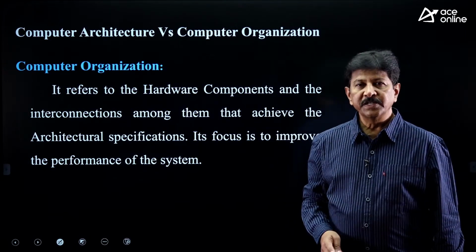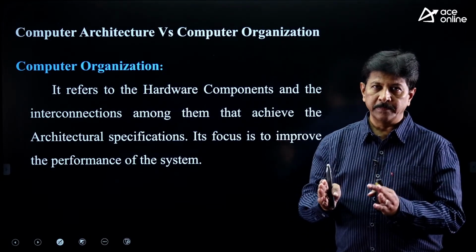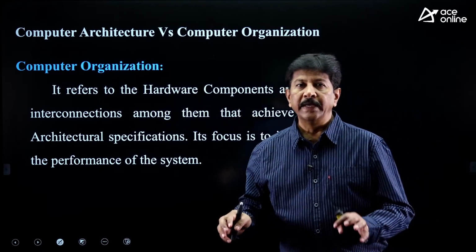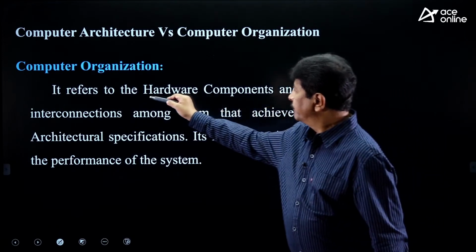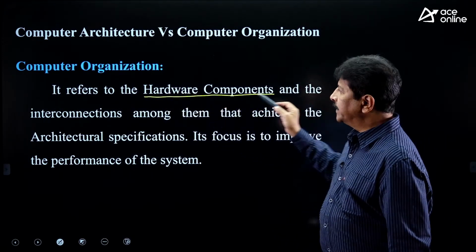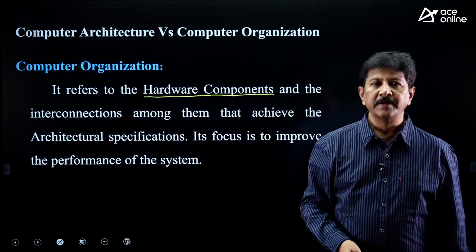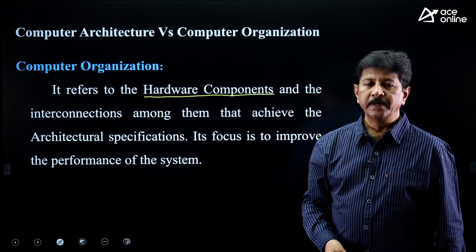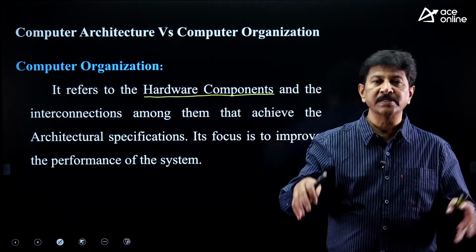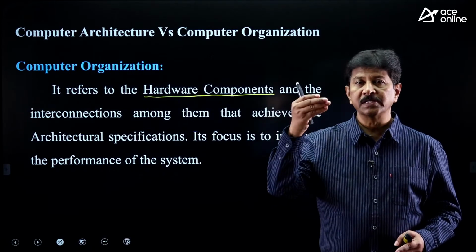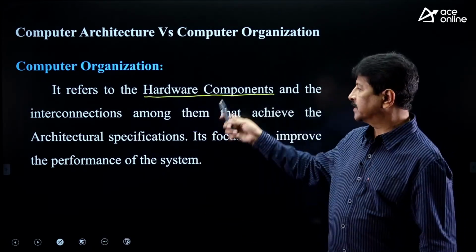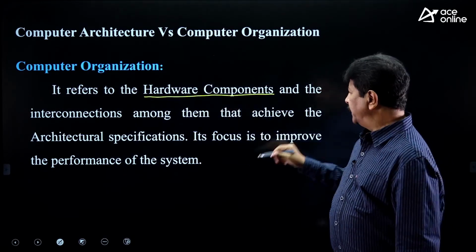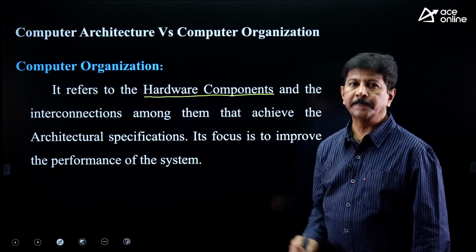What is computer organization then? I told you it's purely hardware. Look at the definition of computer organization. What is it going to tell? It is the hardware components and the interconnections among them that implement architectural specifications. So whichever hardware I'm using and the connections among them to meet the specifications of the architecture is called computer organization. The main focus of computer organization is that it has to improve the system performance.